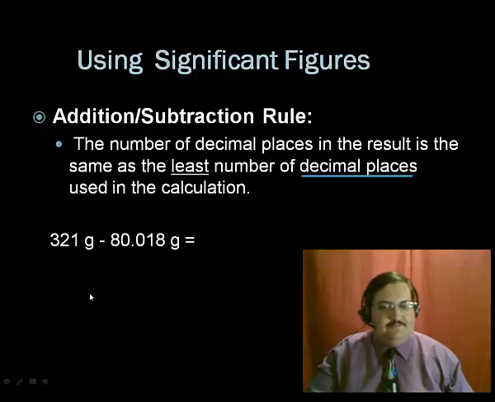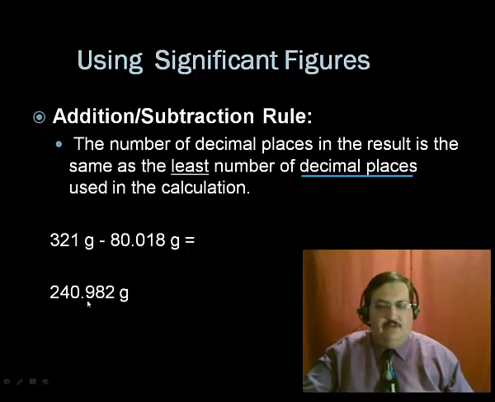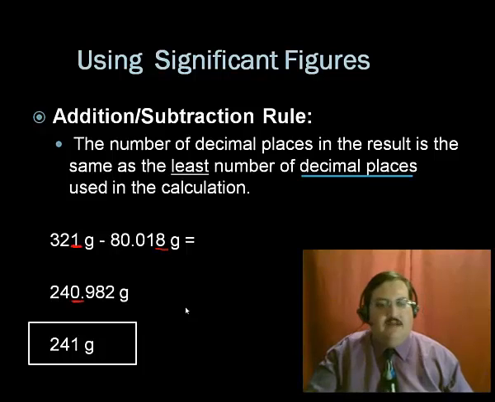So I have two numbers. I have 321 grams minus 80.018 grams. Put that in my calculator. I get 240.982 grams. Now my first number here, my least accurate is going to be to the ones place. In my second number, I'm actually all the way out into my thousandths place. I use the least accurate one, that is going to be my ones place. That's what I'm going to round to in my answer. So my answer actually comes out to 241 grams. As always, put a box around your answer.